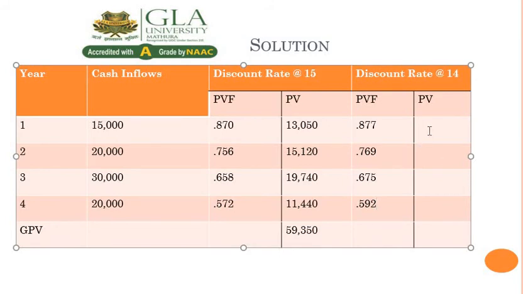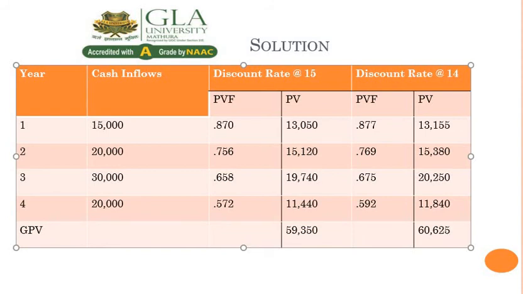Now we find our present values: 13,155, 15,380, 20,250, and 11,840. Our gross present value is 60,625.